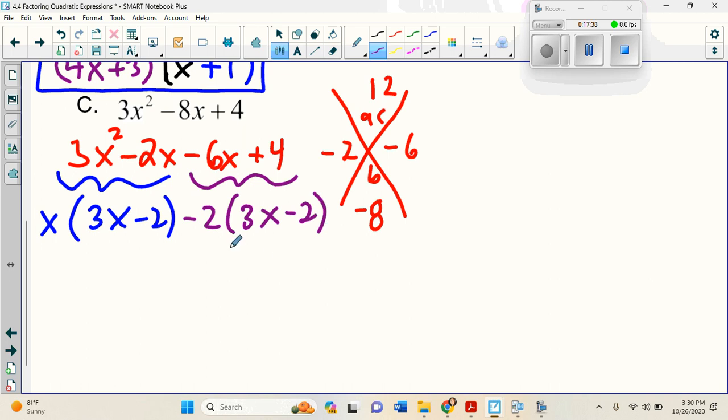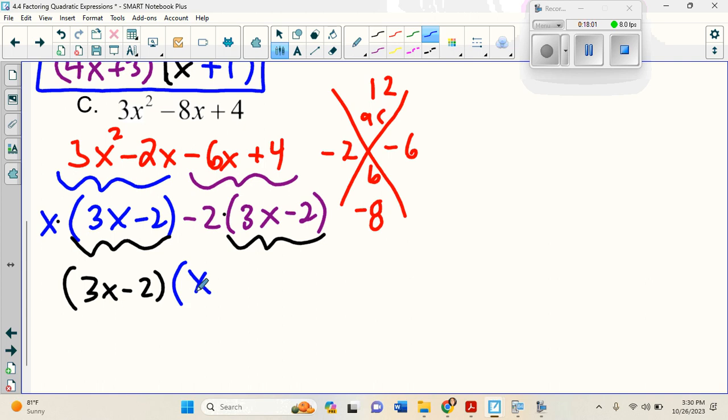If I were to distribute, -2 times 3x is -6x. -2 times -2 is +4. I now have a common factor of 3x minus 2, so that is going to come out in front. Remember, this is being multiplied here and multiplied there. And what's left over is an x minus 2.